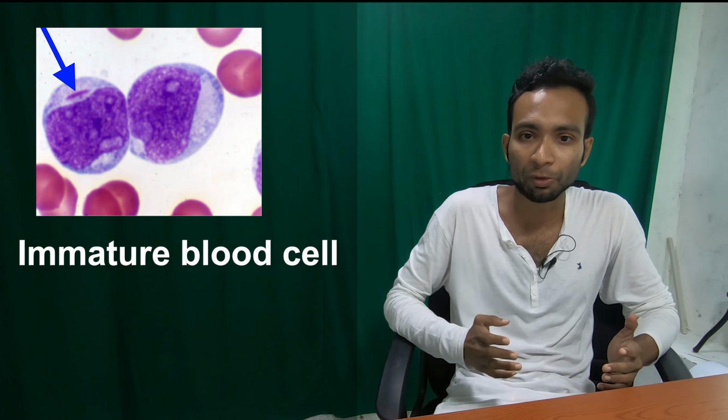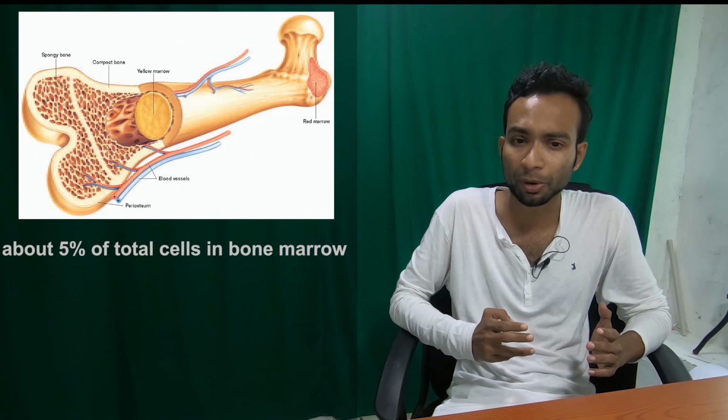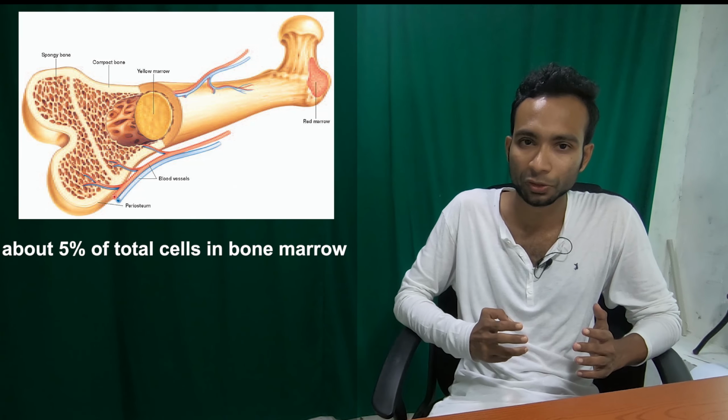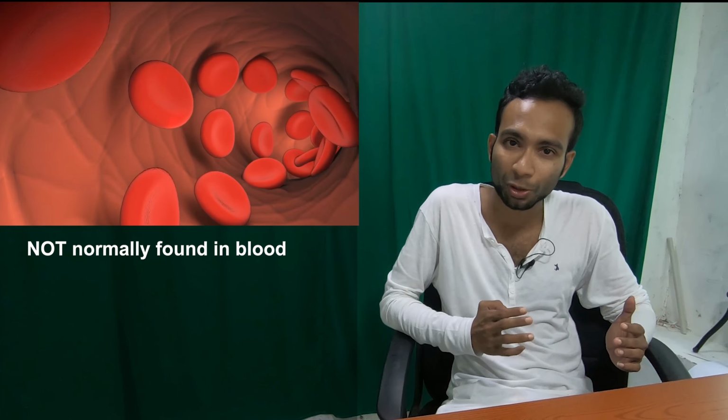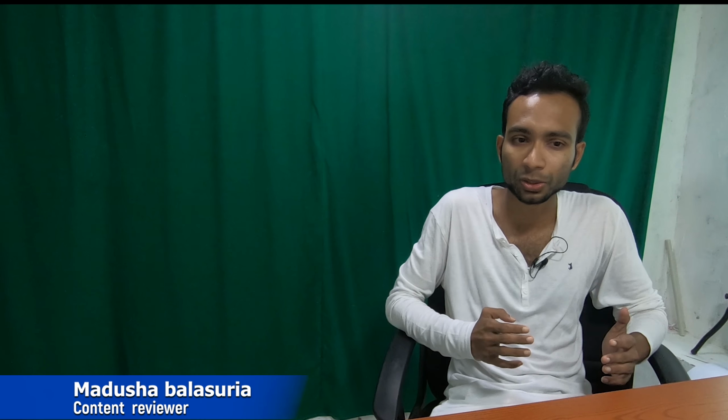Myeloblasts are a type of immature blood cell found in bone marrow. On average, they make up about 5% of total cells in bone marrow in a healthy individual. They are not normally found in peripheral blood. Myeloblasts give rise to white blood cells of the granulocytic series, such as neutrophils, eosinophils, and basophils.